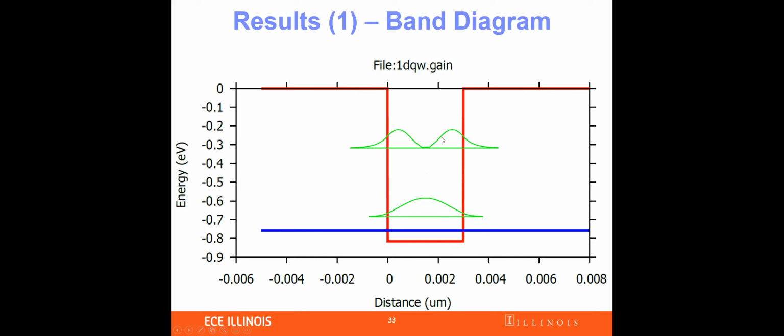This is not the exact solution of the wave function itself. I think this is just the square of the wave function. So this would be like a probability density of the electron.